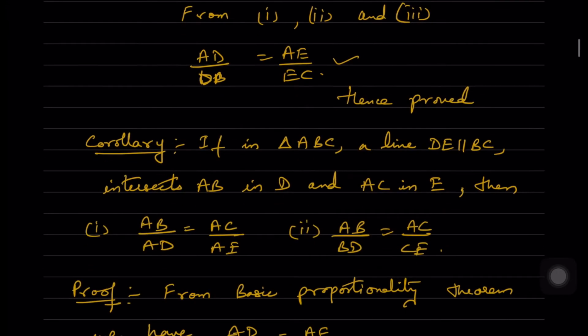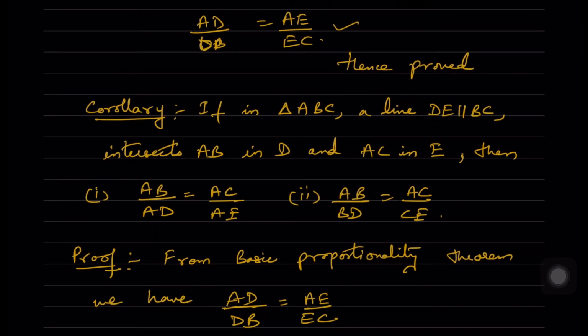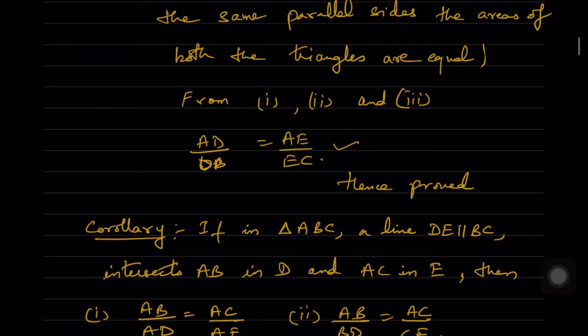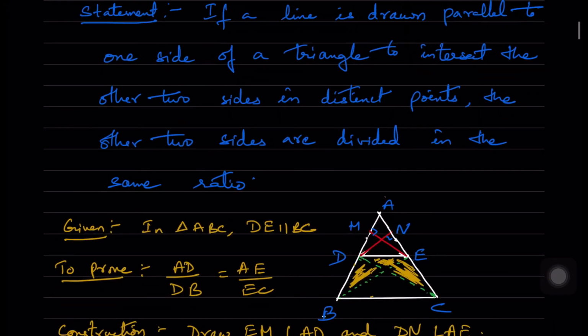Now there's a corollary over here. If in triangle ABC a line DE is parallel to BC and intersects AB in D and AC in E, then you have two corollaries. One is AB by AD is equal to AC by AE.